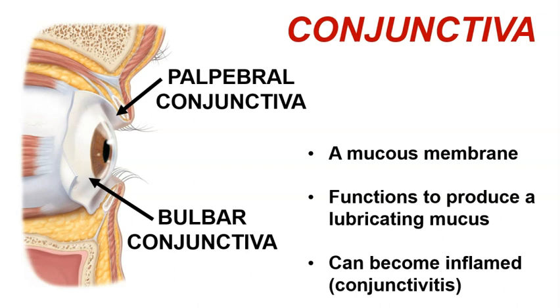And together the palpebral and the bulbar conjunctiva produce a lubricating mucus that's going to coat the surface of the eye. And the mucus also helps to trap dust and small particles as well.